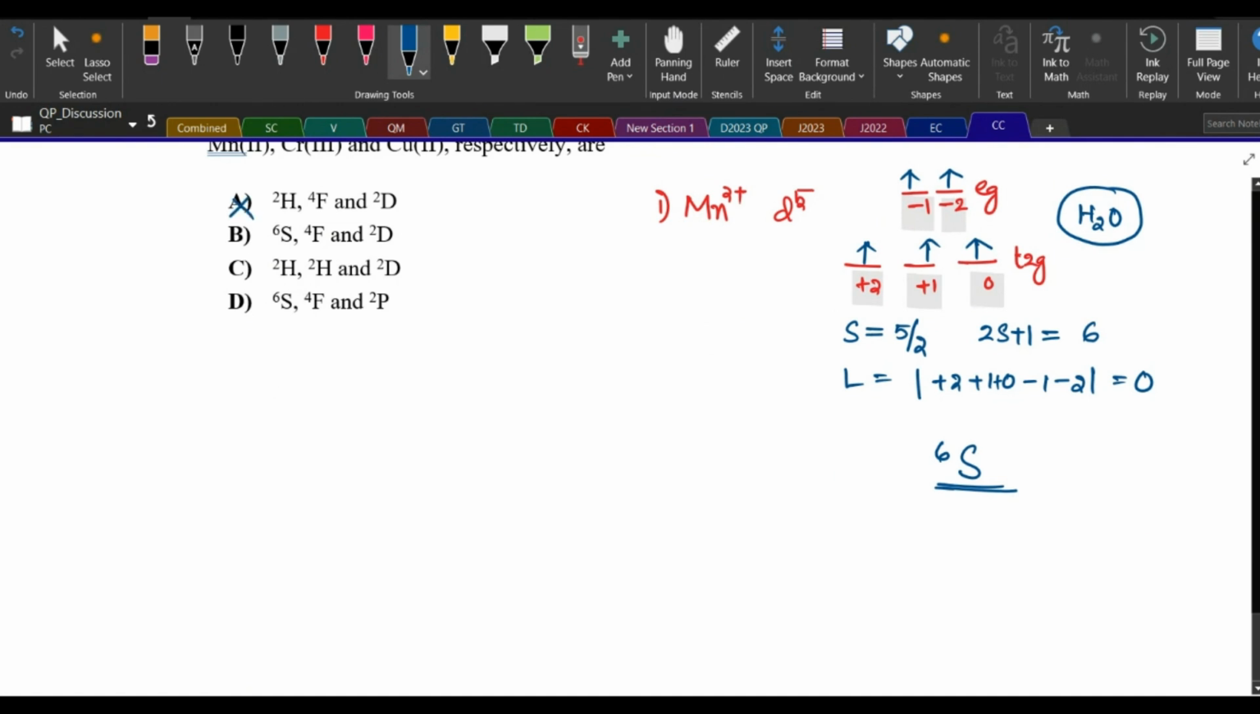It is not option A, and not option C. Do the next one, chromium 3 plus. Chromium 3 plus is a d3 system. Do it on your own.